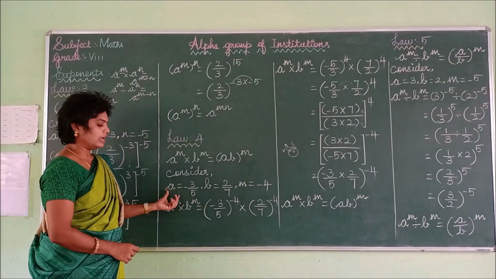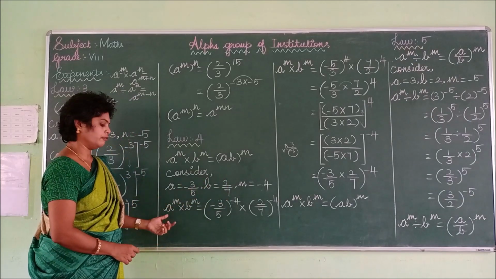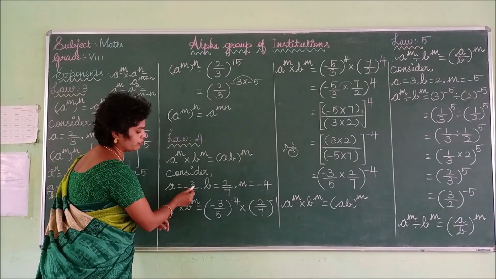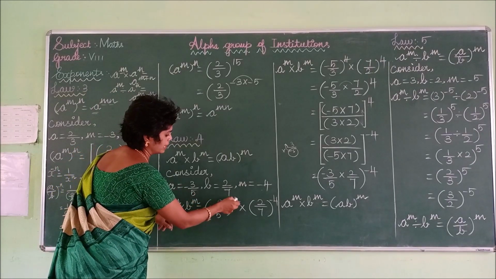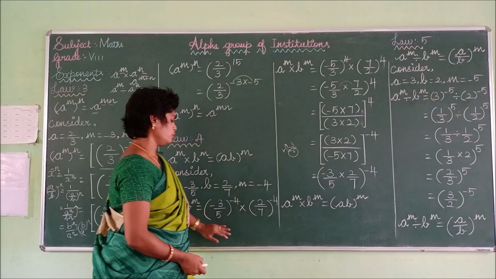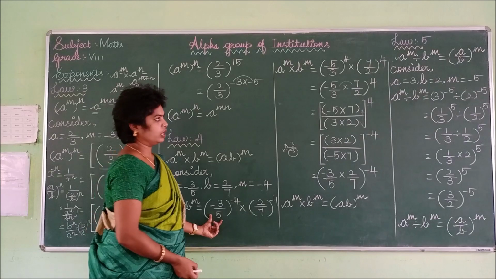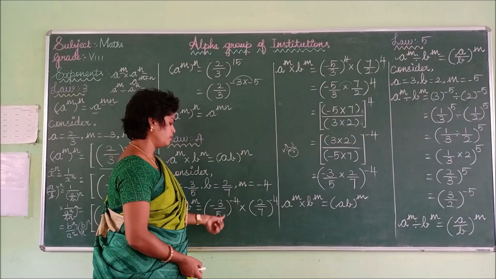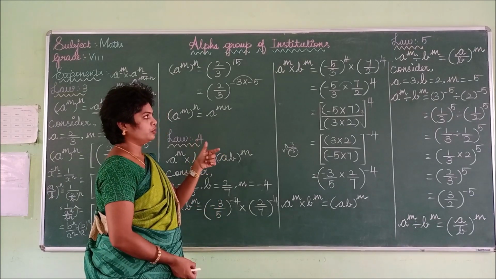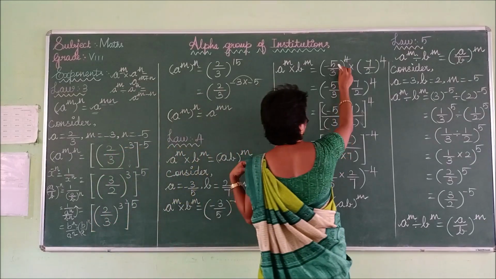Let us take the values. A is equal to minus 3 by 5, B is equal to 2 by 7, and m is equal to minus 4. So A power m into B power m: what is the value of A? Our value of A is (minus 3 by 5) whole power minus 4, into (2 by 7) whole power minus 4. Whenever we change the power, the values get reciprocal. So as per that, this 5 and 3 will be interchanged: (minus 5 by 3) whole power 4 into 2 by 7 will be changed as (7 by 2) whole power 4.